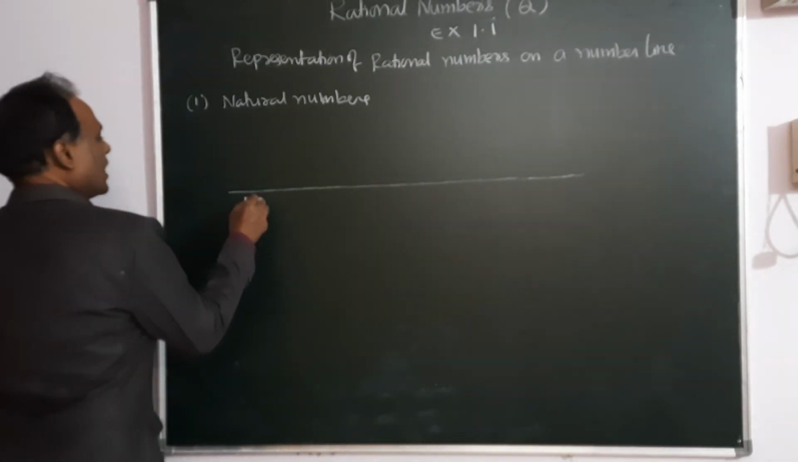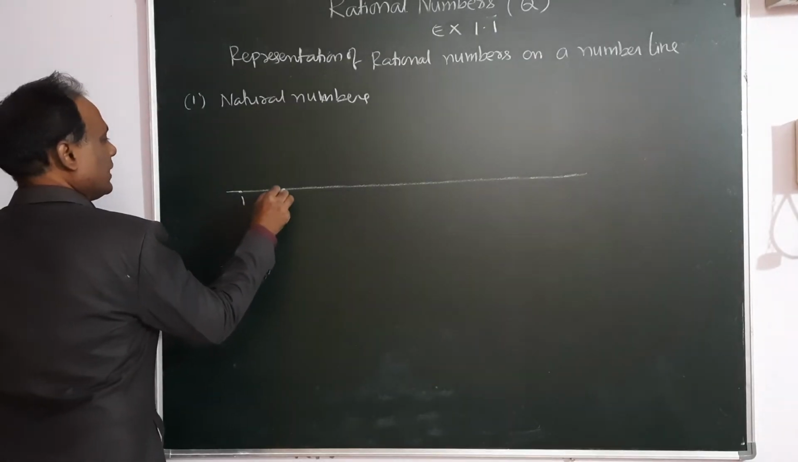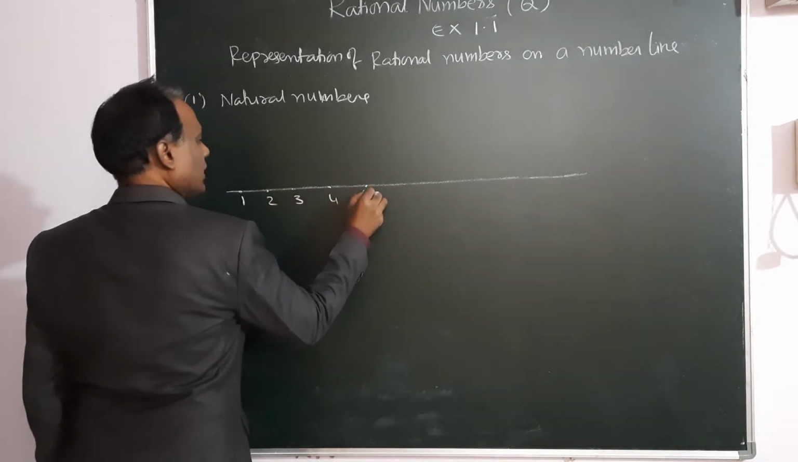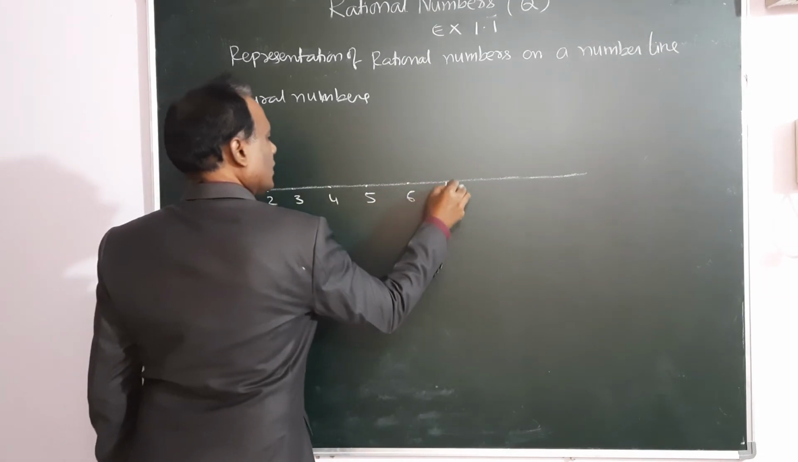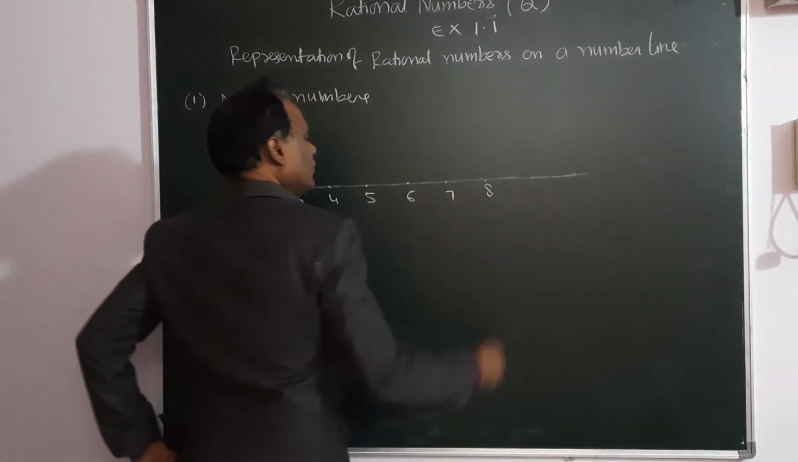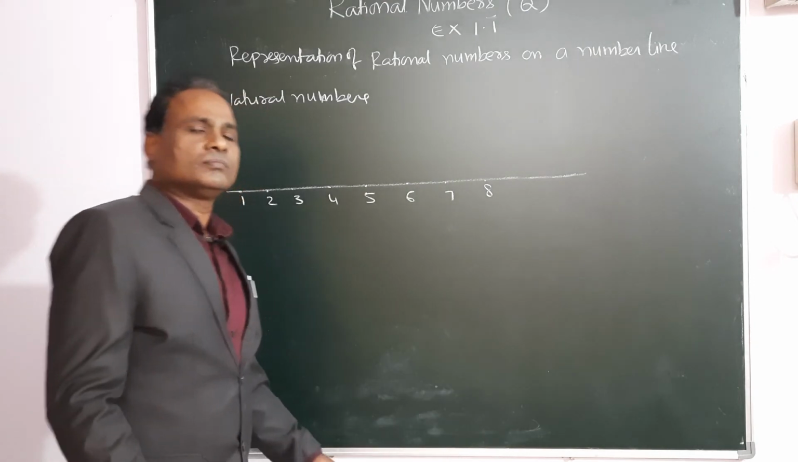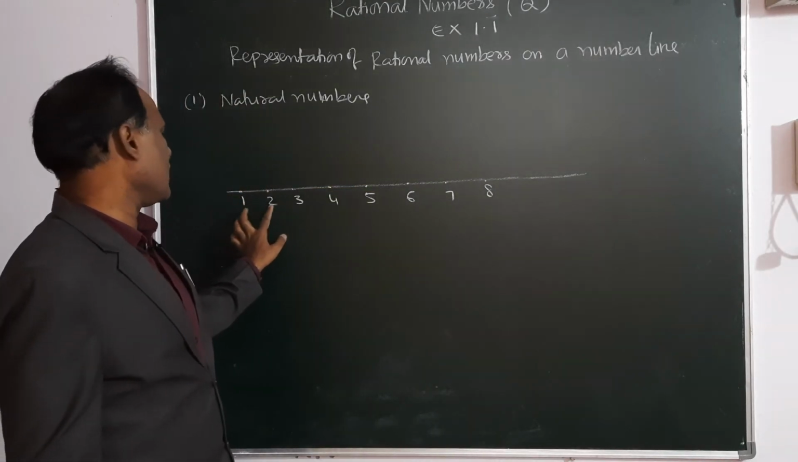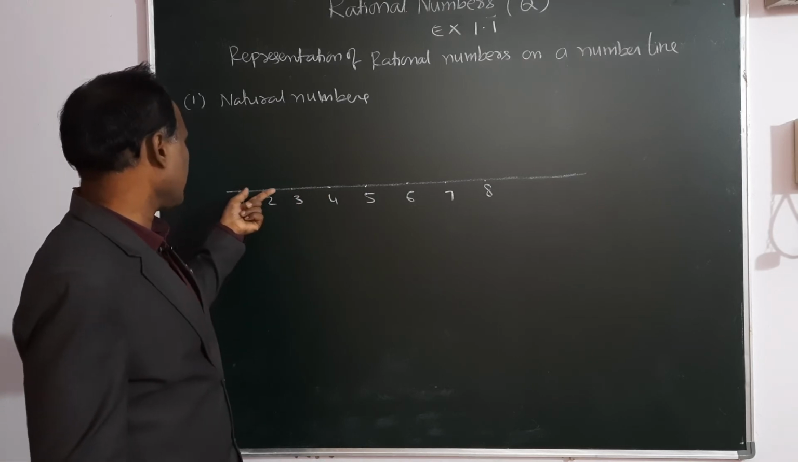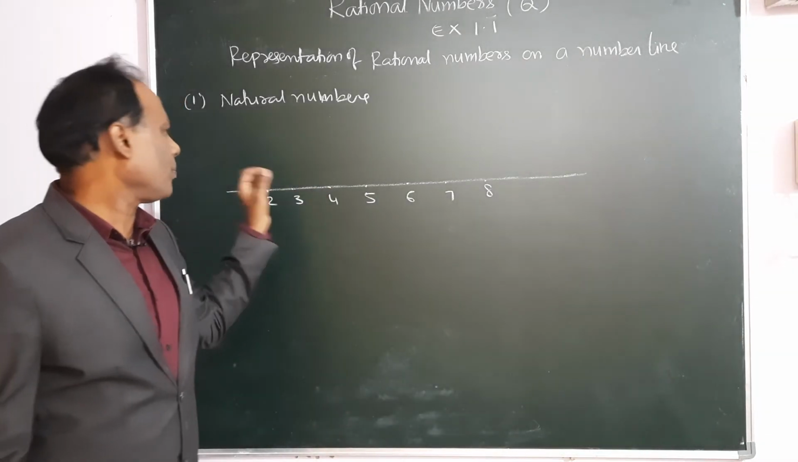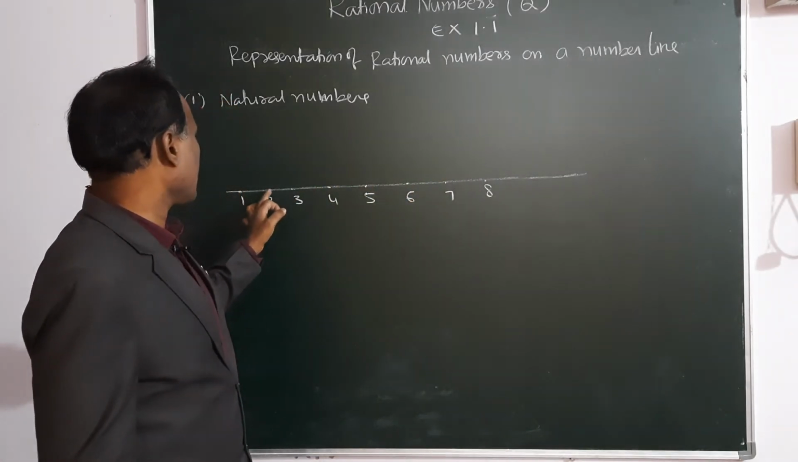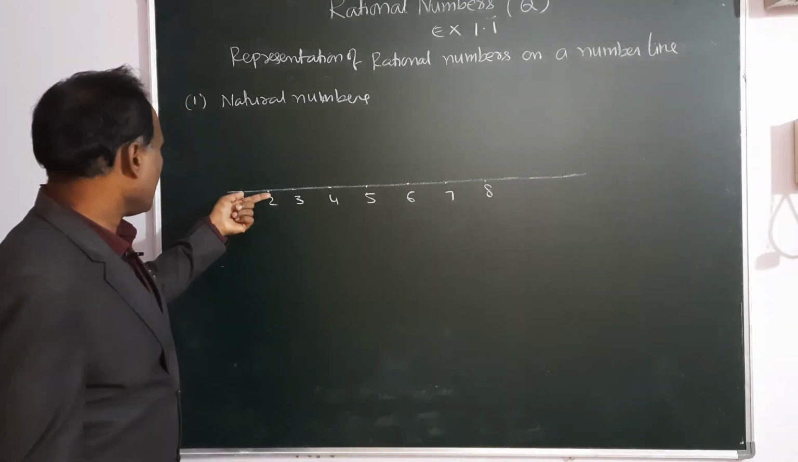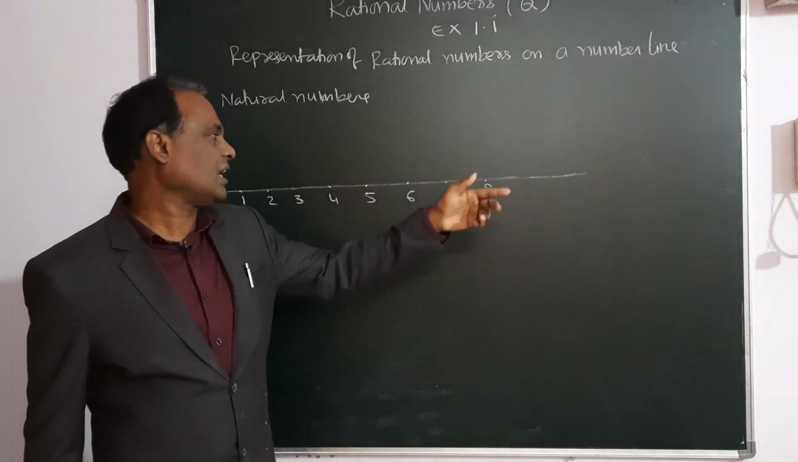So, natural numbers start from 1. Let us start from 1, next to 2, next to 3, next to 4, next to 5, next to 6, next to 7, next to 8. Draw a line and divide that into equal parts. Because the difference is 1, all the lengths will be equal. You put the dots at equal distances, 1 mm or 2 mm, or 1 centimeter, like that.